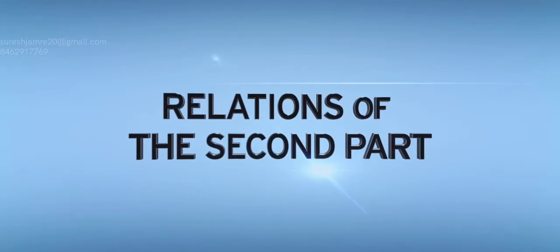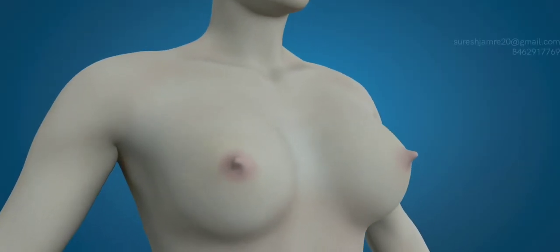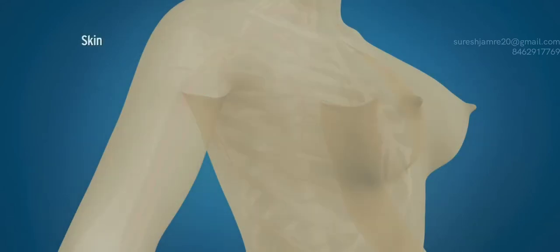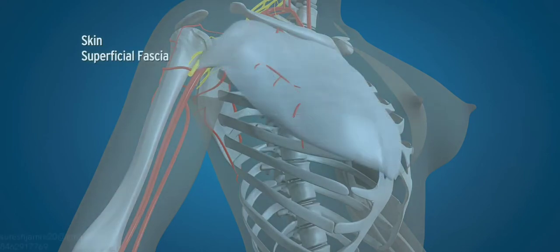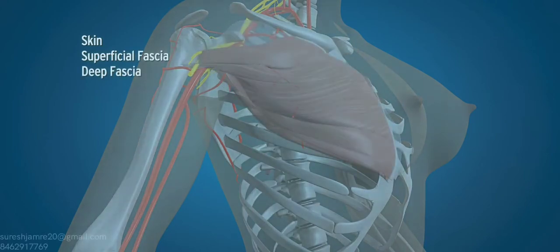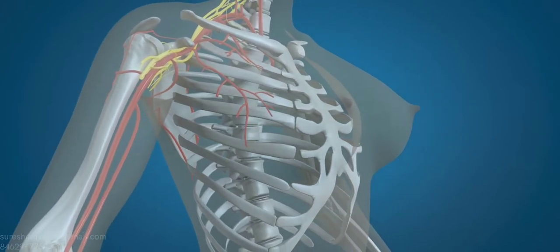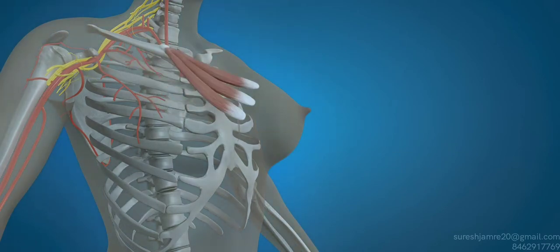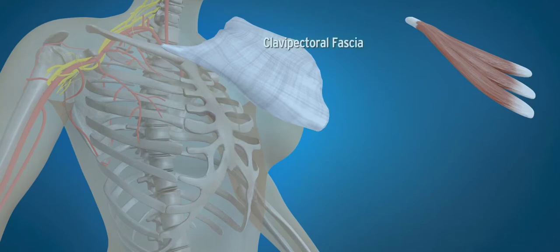Relations of the second part. Anteriorly, second part of axillary artery is related to skin, superficial fascia, deep fascia, pectoralis major, pectoralis minor. So when compared to the anterior relation of first part, the major addition here is pectoralis minor and major deletion is clavipectoral fascia.